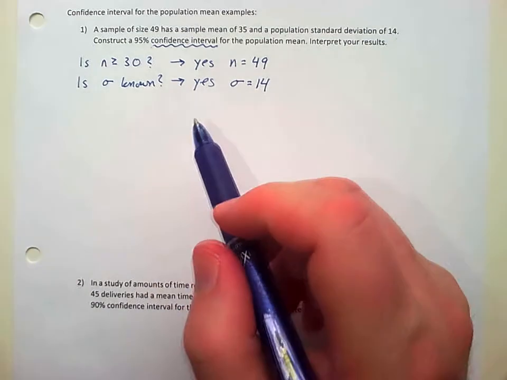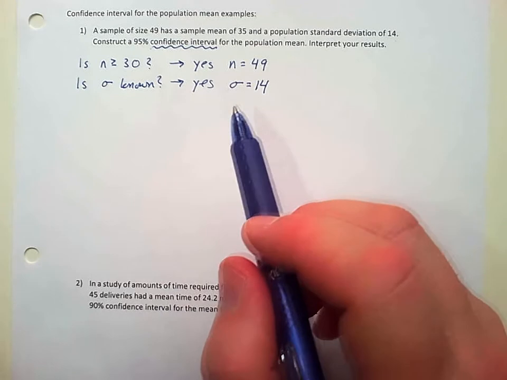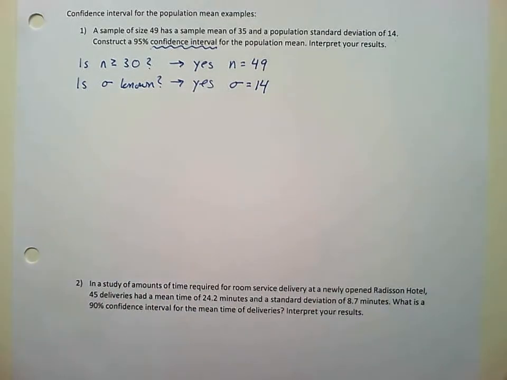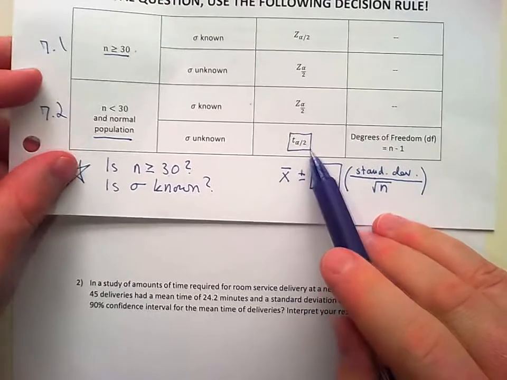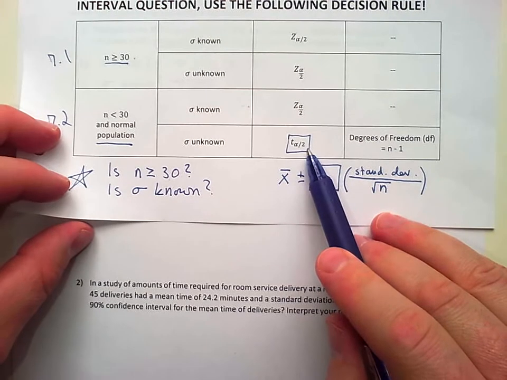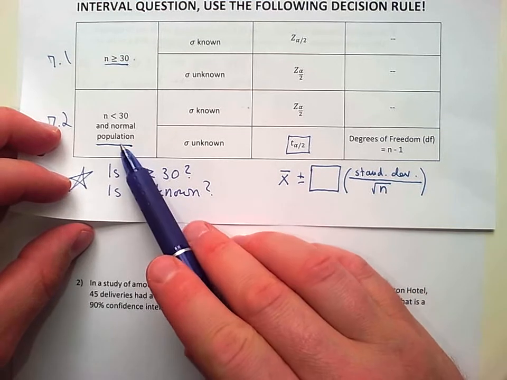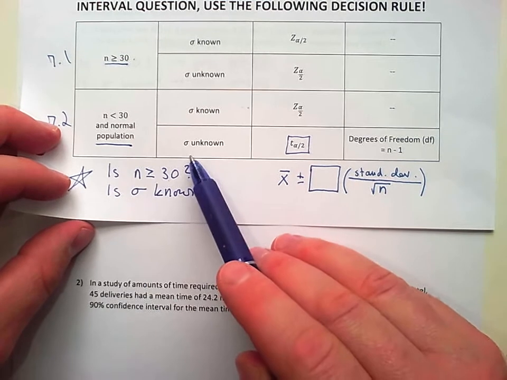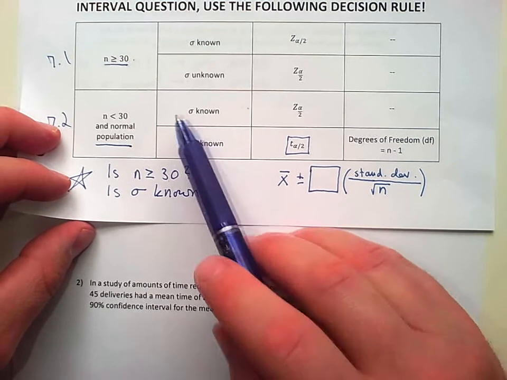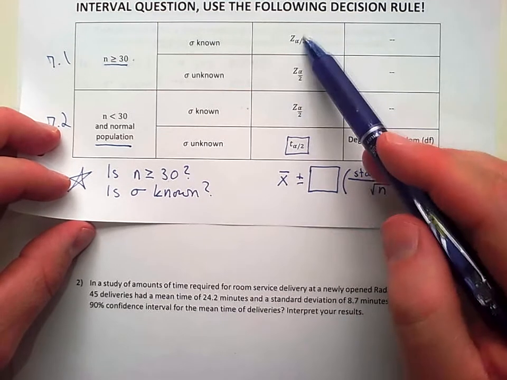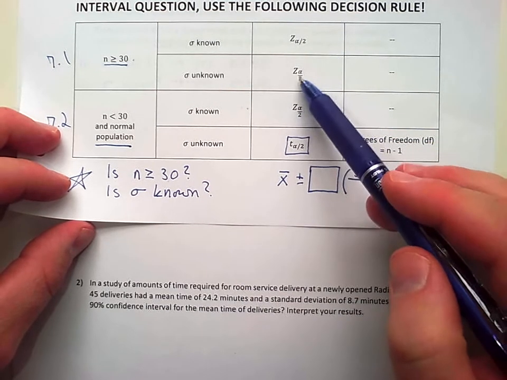So based off of this, again, on the previous page of the notes, we said that the only time we would ever get down here to use t in this box is if we answered no to both of the questions. If we answered yes to at least one of the questions, we're always going to use z sub alpha divided by 2, right?